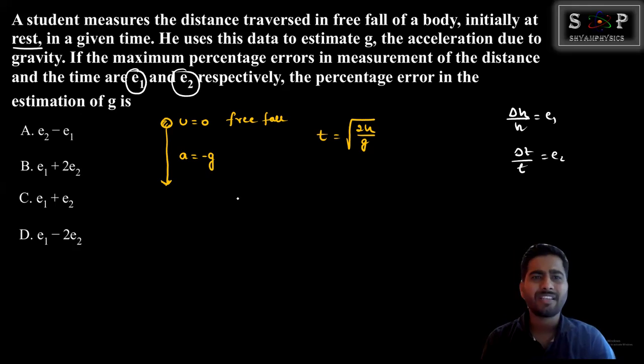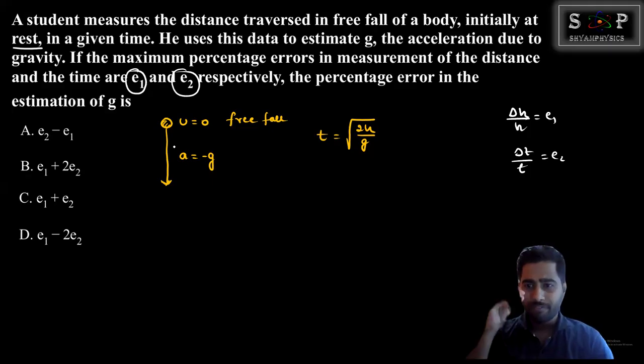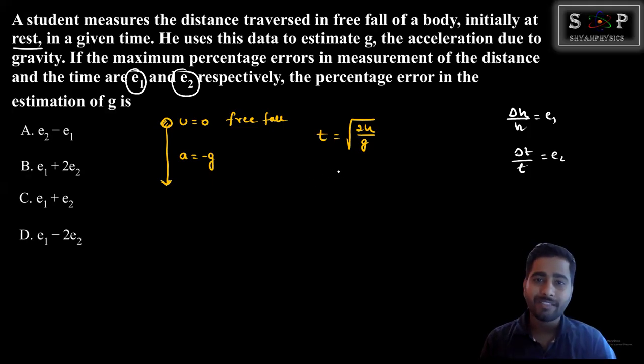The percentage error in the estimation of G. Basically, for a freely falling object, the time of fall can be written as the square root of 2h by g. Now we need to calculate the error value occurred in the estimation of g. So first turn this equation to g.